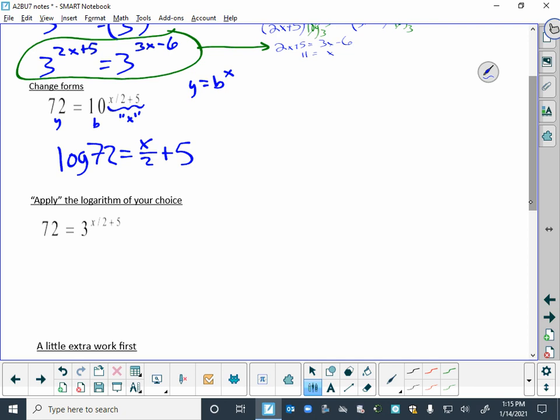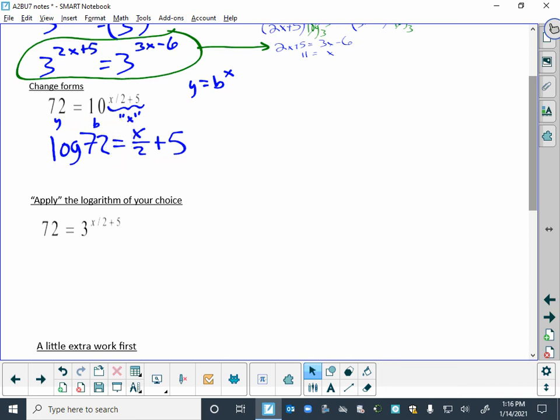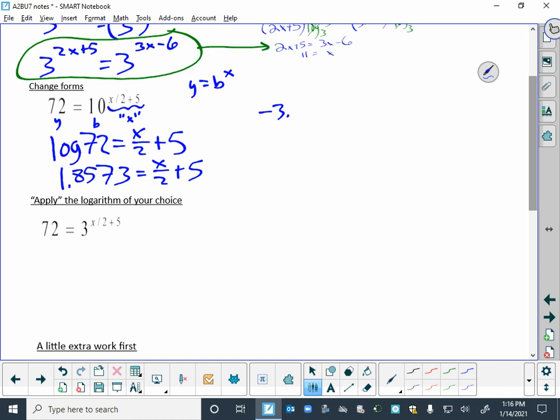Now that's a button that I have on my calculator. So I'm going to go to my calculator and I'm going to say, hey, what is the log of 72? I don't actually have a voice activated calculator, I had to type it in. And it tells me that's about 1.8573. I'll keep about that many decimal places. It is equal to x over 2 plus 5. So subtract 5 from that, and I get negative 3.1426. Can't go more than 4 decimal places based on what I had there. 7, coincidentally close to pi. That was purely an accident.